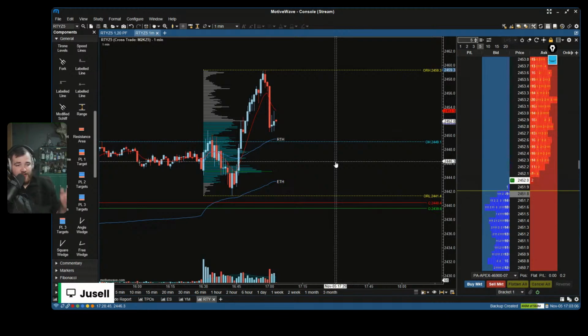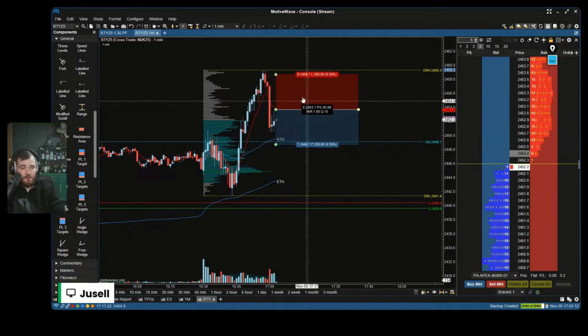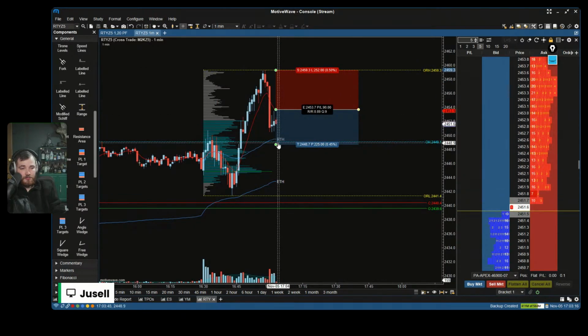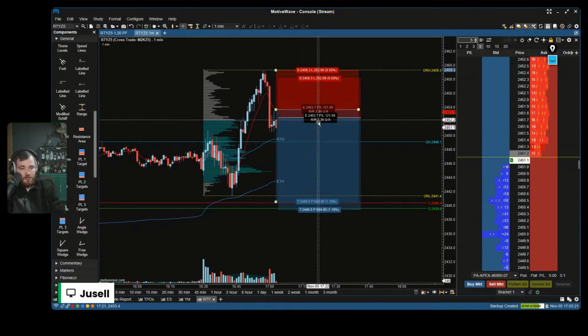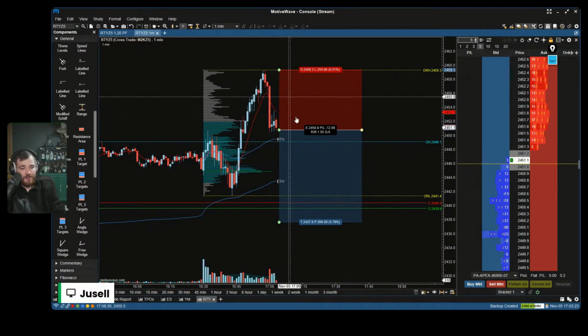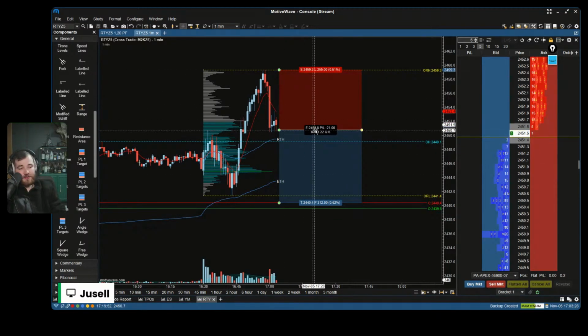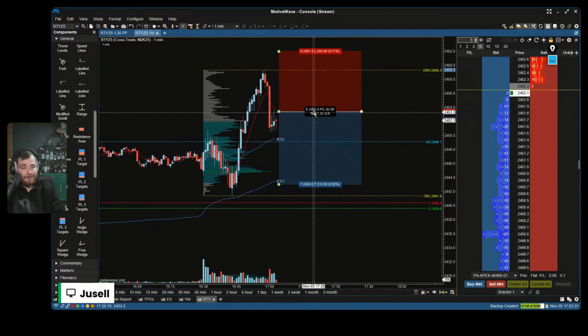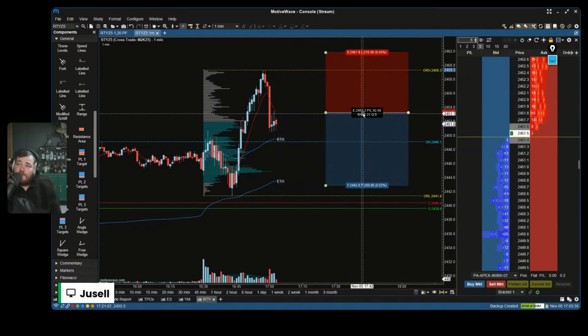Let's find a small pullback and then take a short trade into the gap to settle. If we went short here, the risk reward ratio would be quite bad, so we have to be realistic with our trade here. Let's look for a little pullback here first, and then we can see if this trade is worth taking.